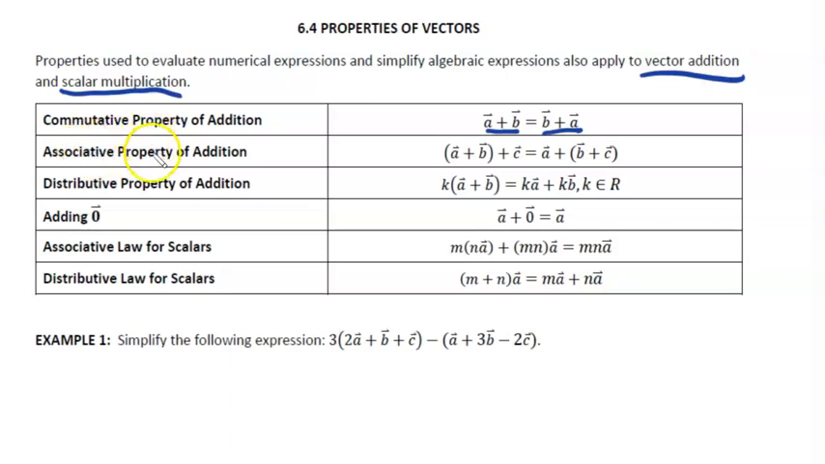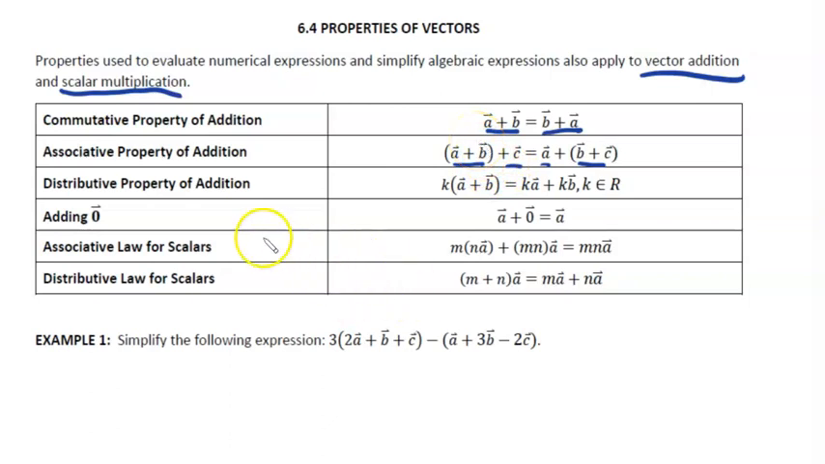The associative property of addition holds as well. If we add a plus b first and then plus c, we're going to get the same resultant as if we add a plus the sum of b plus c. This is like adding b plus c first and then adding that to a. Same resultant.